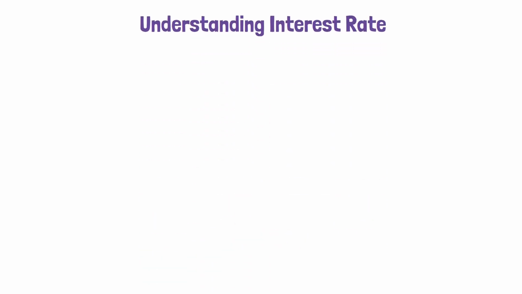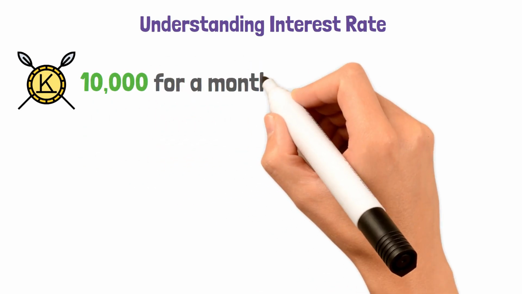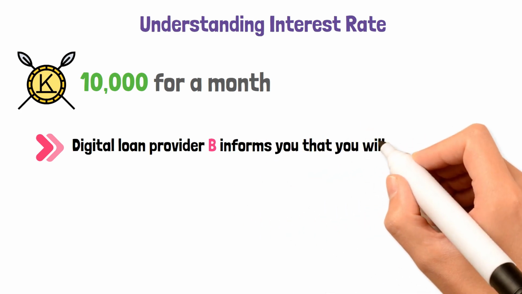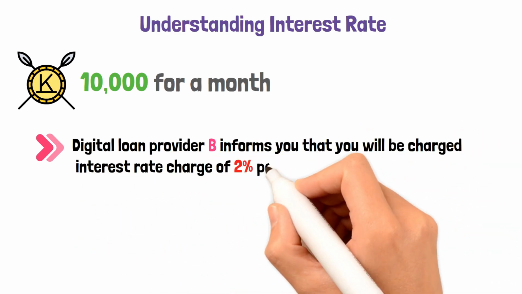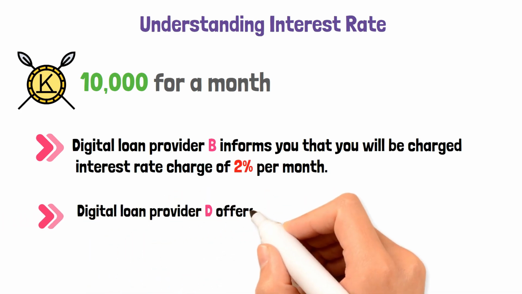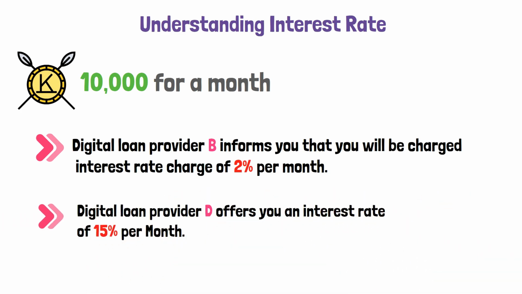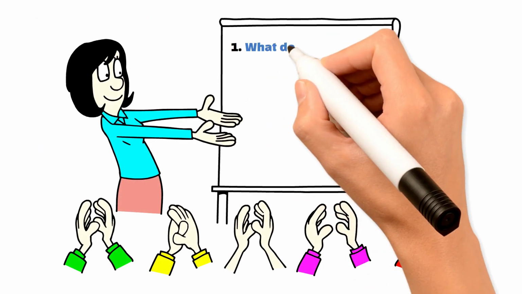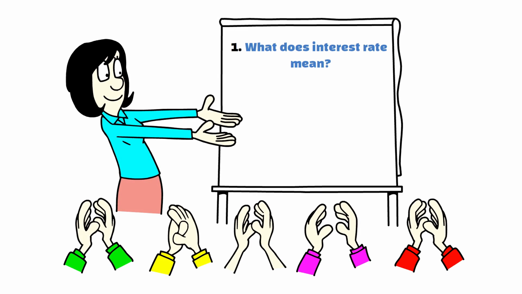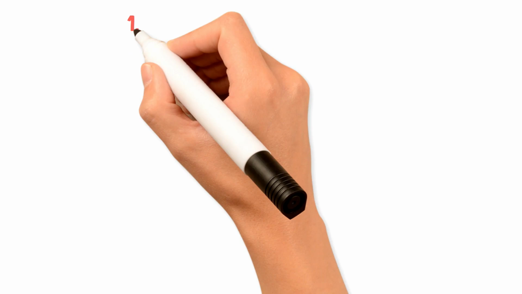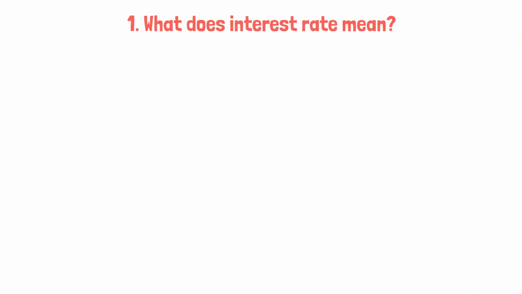Understanding interest rate. Suppose you want to borrow Kenyan shillings 10,000 for a month. Digital loan provider B informs you that you will be charged an interest rate of 2% per month. Digital loan provider D offers you an interest rate of 15% per month. These are the first steps you need to understand. What does interest rate mean? What interest rate is more beneficial for you? 1. What does interest rate mean?